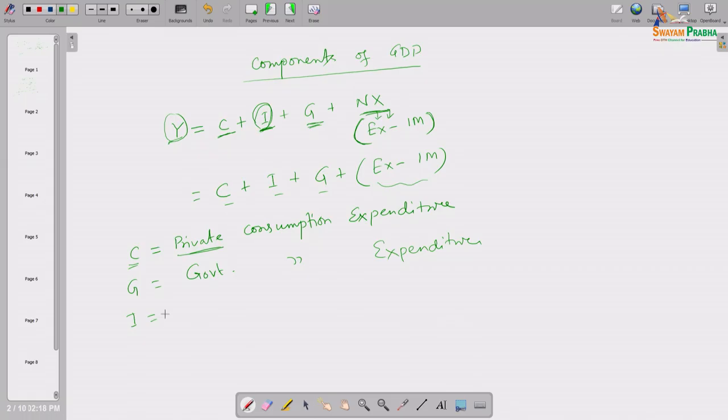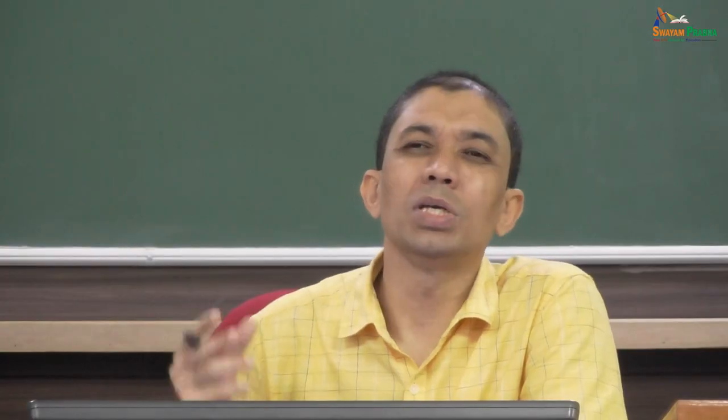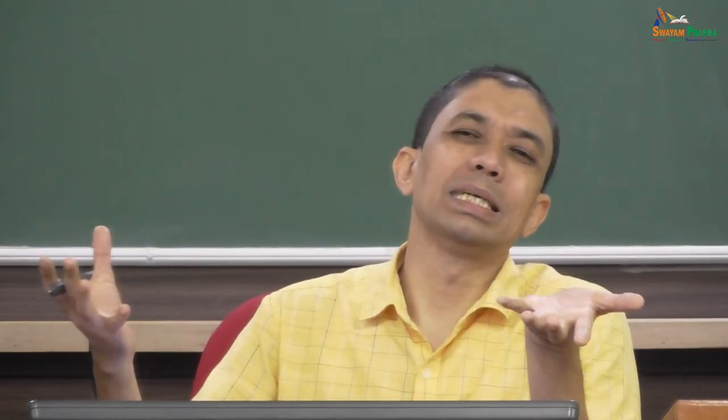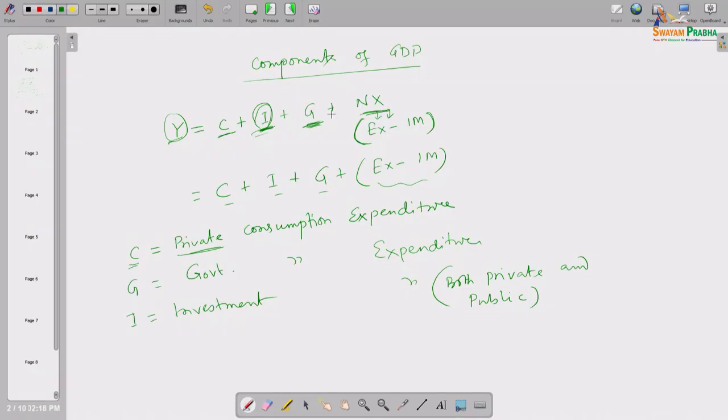I have already discussed investment expenditure; it includes both private and public. Public means what we call government. Government is not a specific family's property. Government is basically you, me, everybody. We are paying tax, and through that tax income, whatever revenue the government gains, it spends on some investment and some consumption expenditure, which we term G.